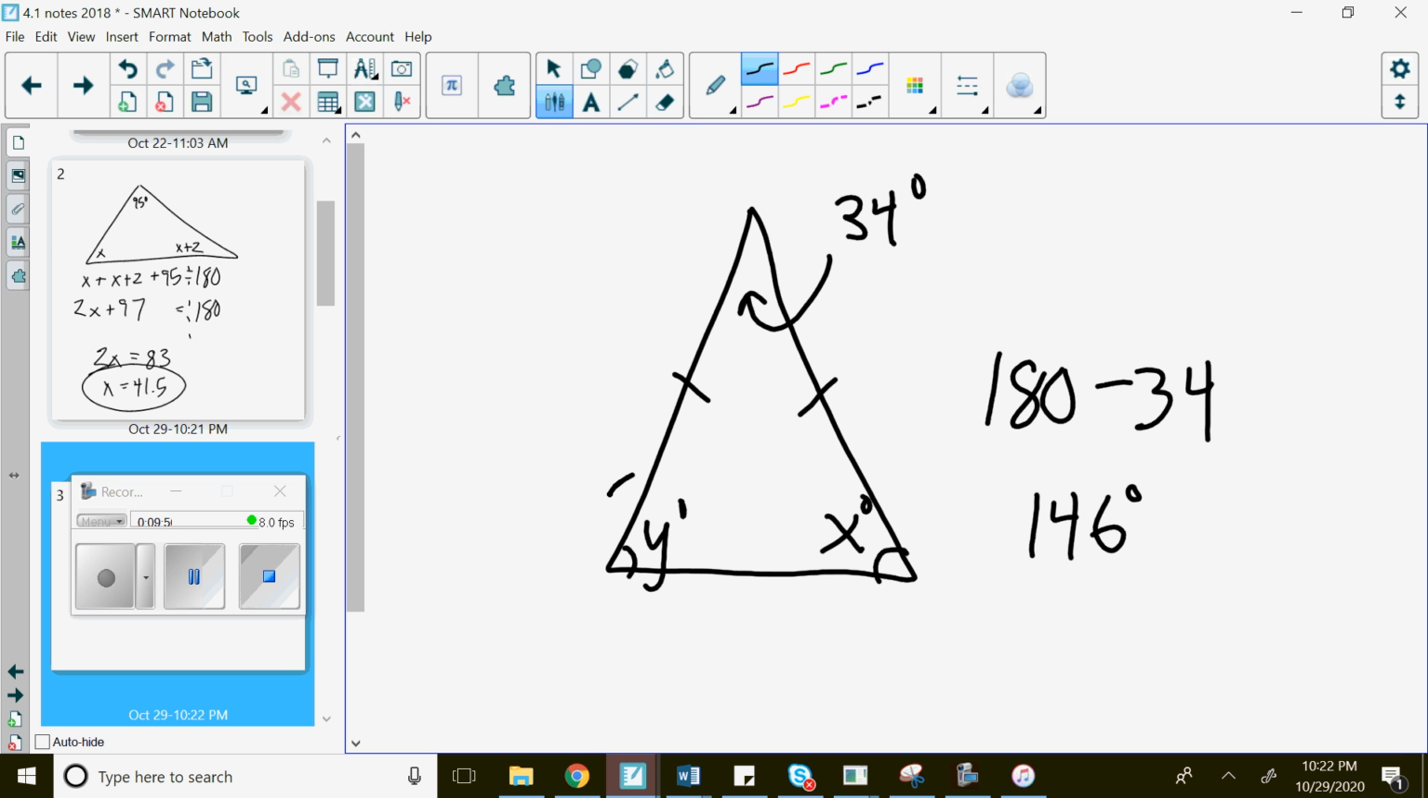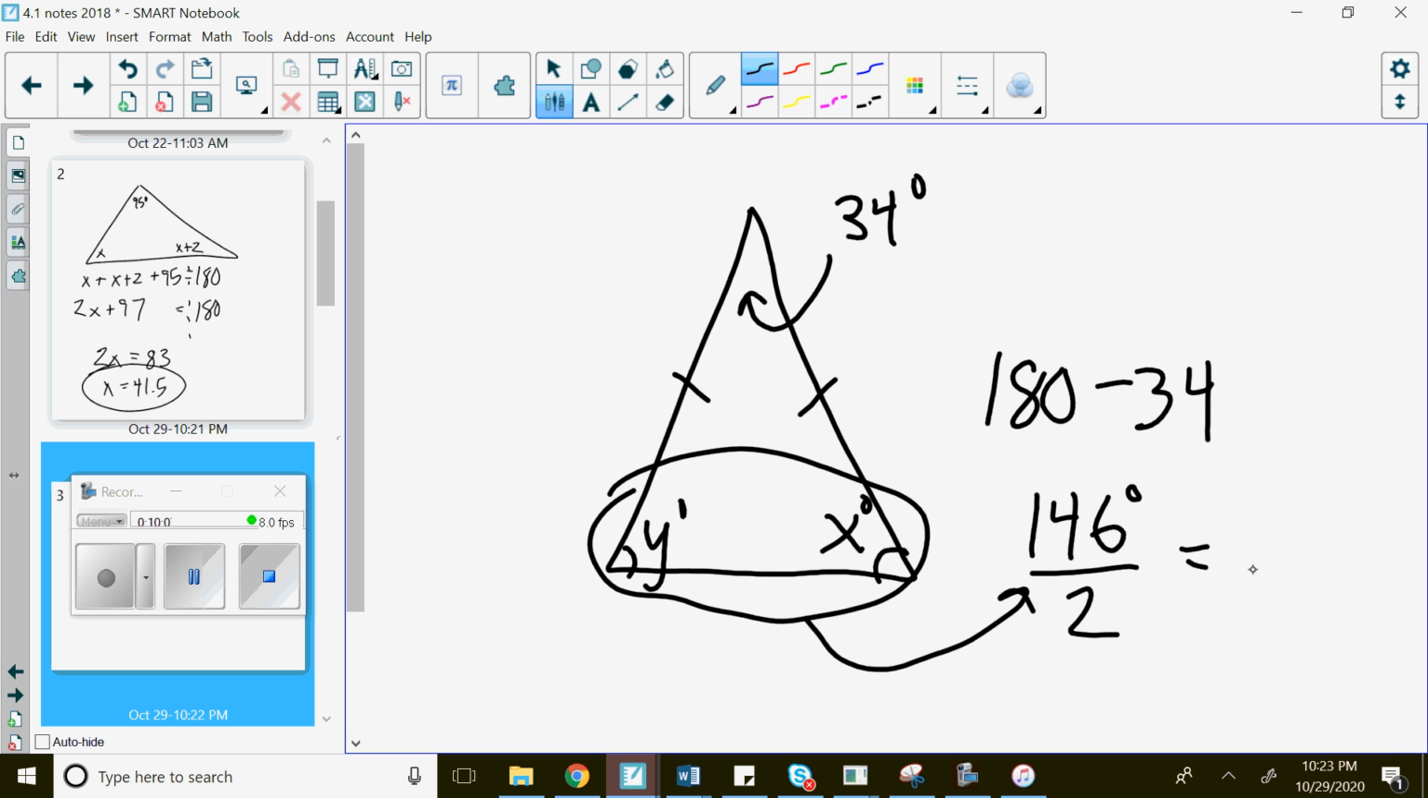146 degrees is what these two have to add up to. Both of these together have to add up to 146. And they're both the same, they're both the same exact measure. So we're just going to take that 146 divided by 2, and we're going to get 73 degrees. Each of those angles right there would be 73.